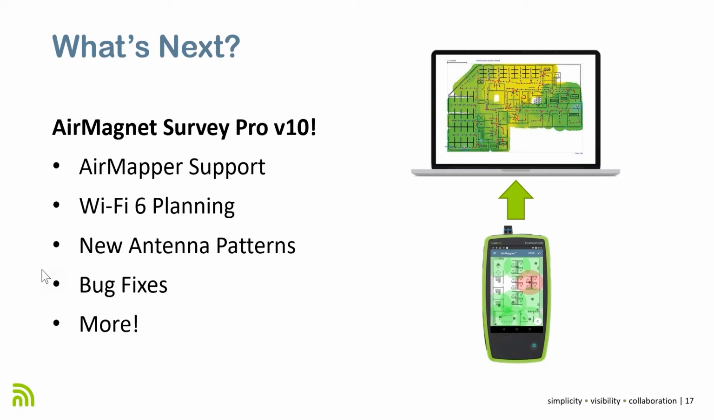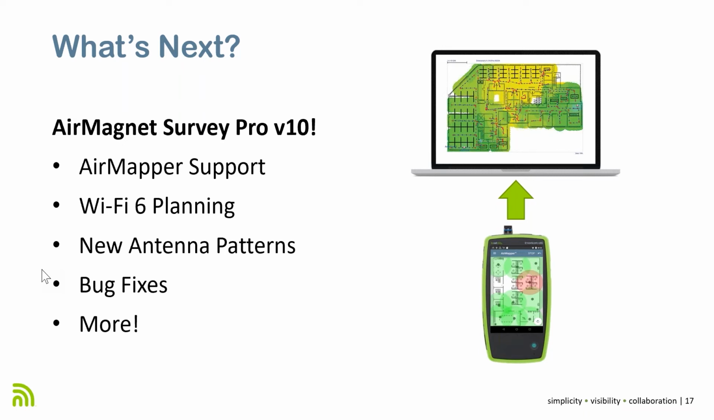And that's what we're currently calling AirMagnet Survey Pro V10. Notice that's the number I'm currently using, so that may change. But basically, on the next release, we'll be adding a few things. Number one, and we'll be seeing a quick example of this in a moment, is AirMapper support. Like I mentioned earlier, the AirMapper app is now available. It just got released today.